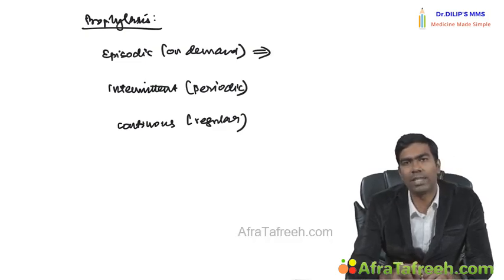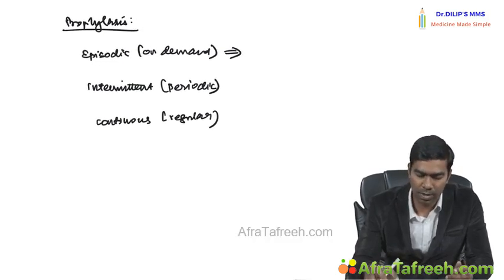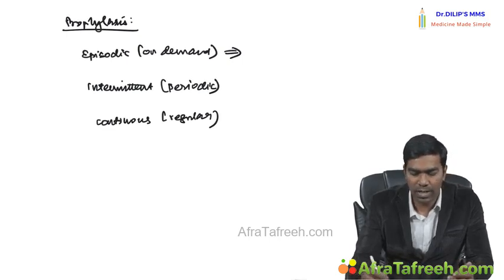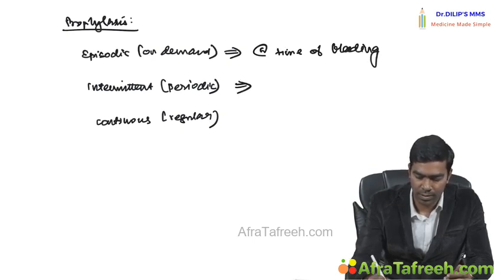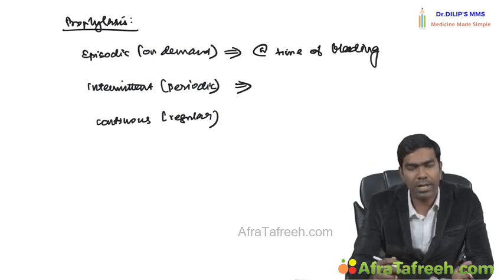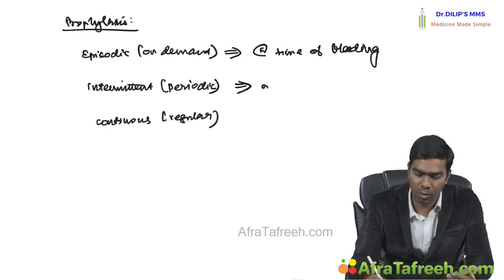Whenever you think about episodic or on-demand prophylaxis, what we do typically here is we give replacement factor only at the time of bleeding. Only if the patient bleeds, that time you will give. If you have intermittent, what do you mean by intermittent or periodic prophylaxis? It means we give only at the time of high risk of bleeding.